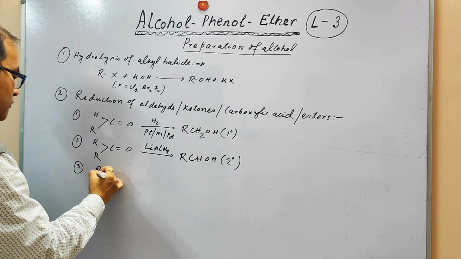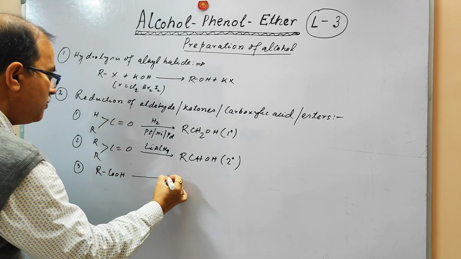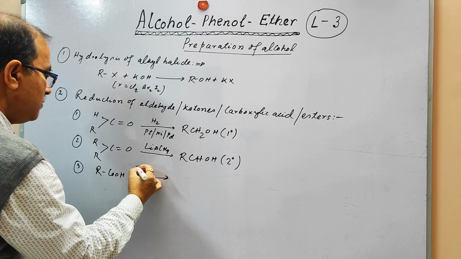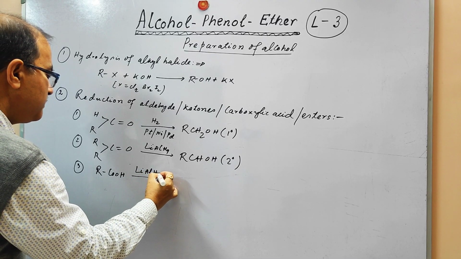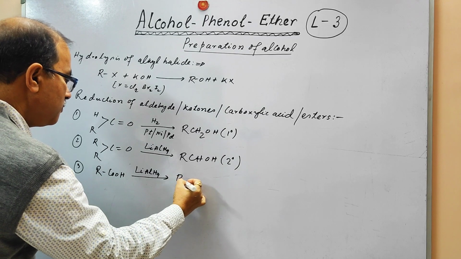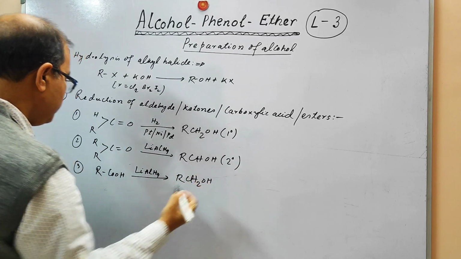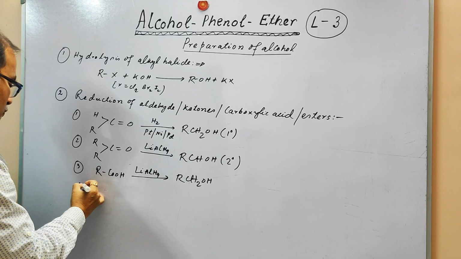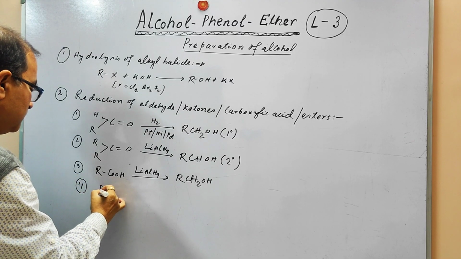Carboxylic acid, when it is reduced with the same reducing agent lithium aluminum hydride, it is going to produce the primary alcohol. Fourth one, that is ester.